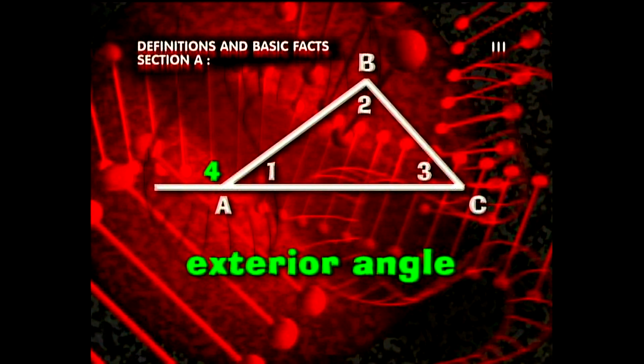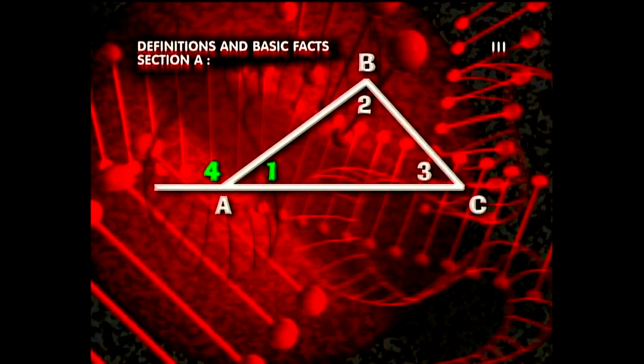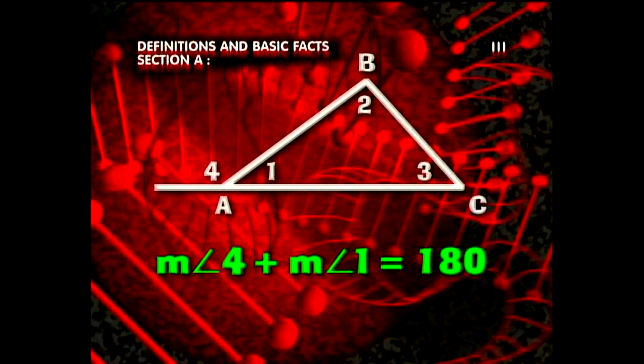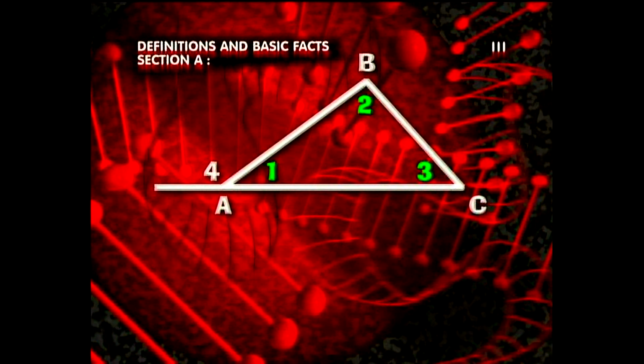So there we have it. We'll use these corollaries later on as we work more with triangles. In fact, let's use some of them now. In this diagram, the exterior angle, angle 4, and angle 1 are supplementary. They form a straight angle. Therefore, the sum of the measures of angle 4 and angle 1 equals 180 degrees. Just like the sum of the measures of the angles of a triangle is also 180 degrees.